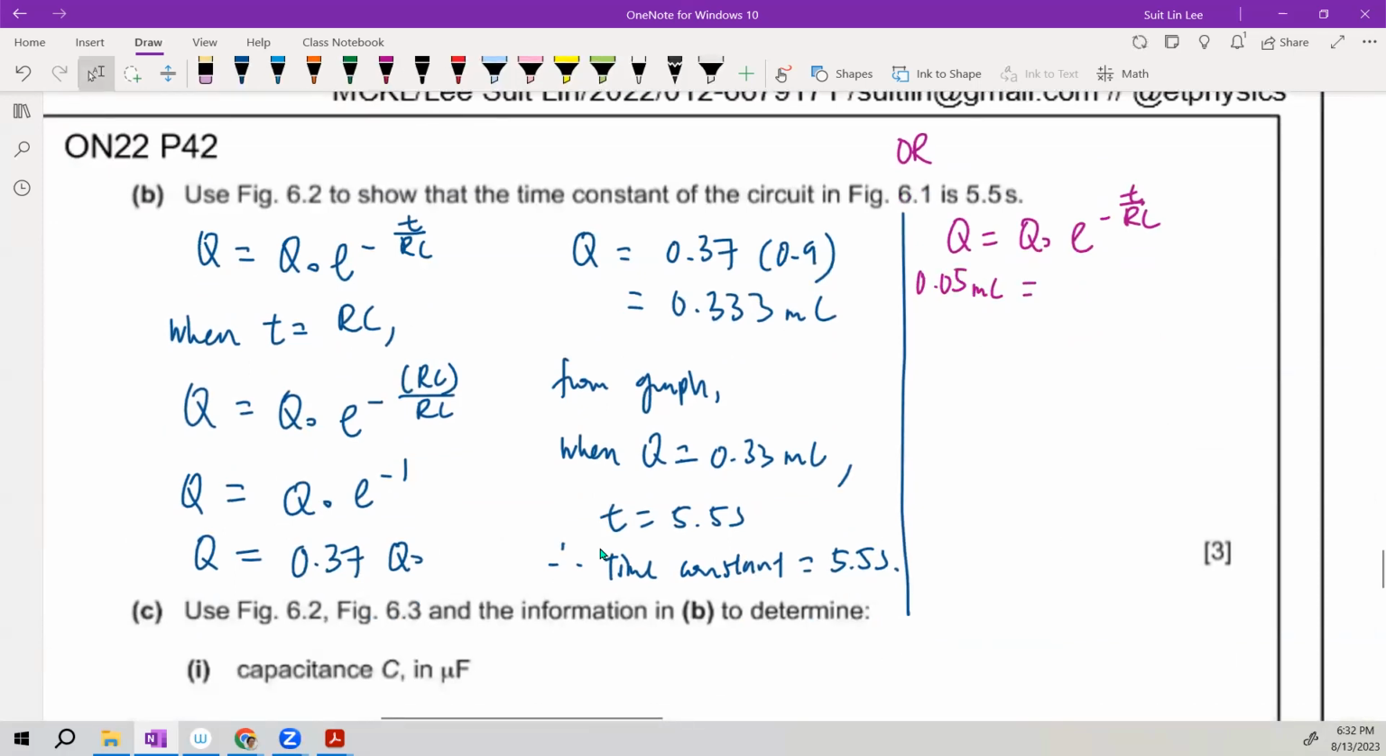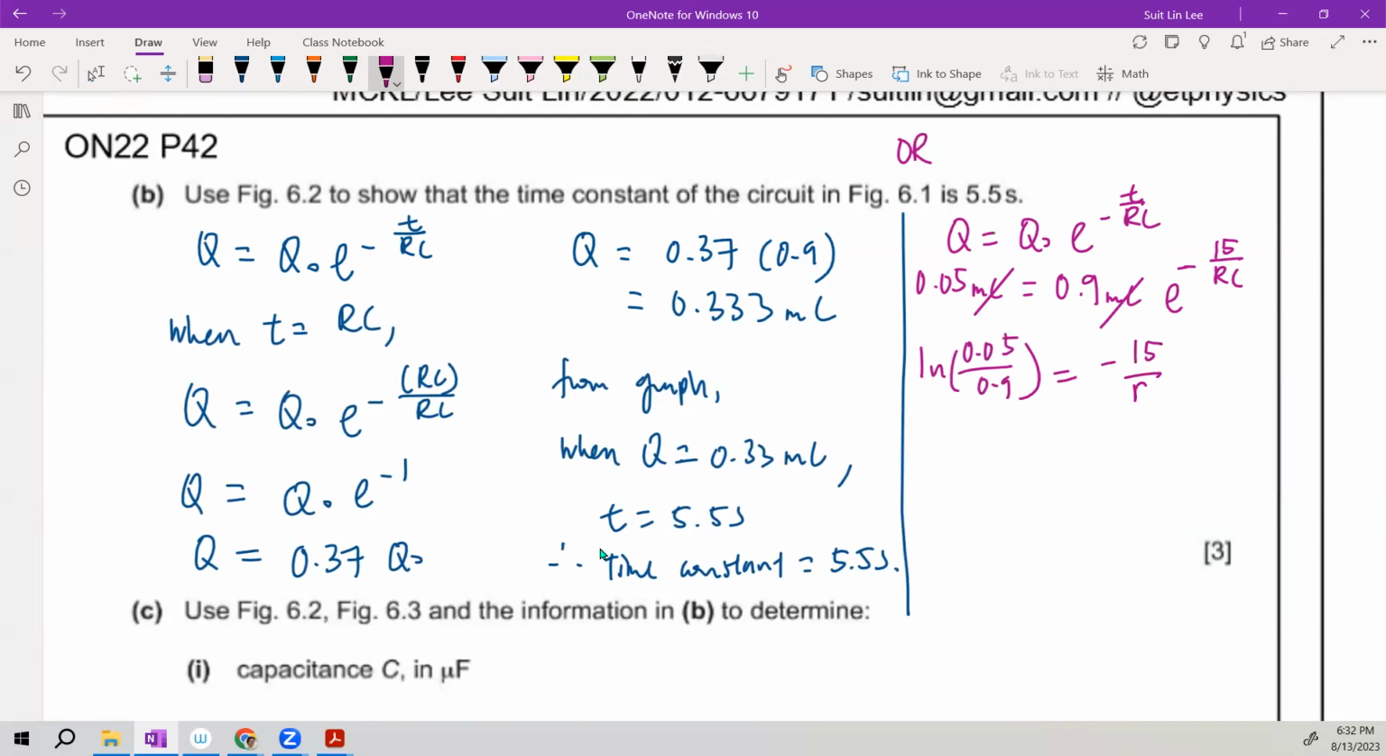0.05 millicoulomb over 0.9 millicoulomb, so the millicoulomb cancels off. e to the negative 15 over RC. We're looking for RC, so I'm going to have ln of 0.05 divided by 0.9, because we bring over, divide, and transfer the ln over. This would be negative 15 over RC.